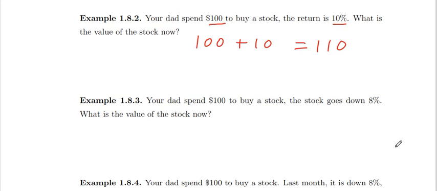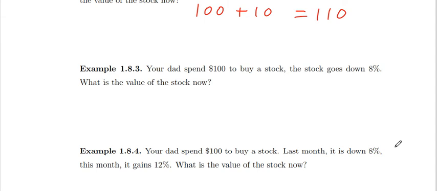Okay. So if it goes down, it means reduced. Say 8% is gone, just like that. If we have 100, how much is gone? $8 is gone, so 100 minus $8. So now it becomes only 92, right? Before it was 100, $8 is gone, so now it is only 92.